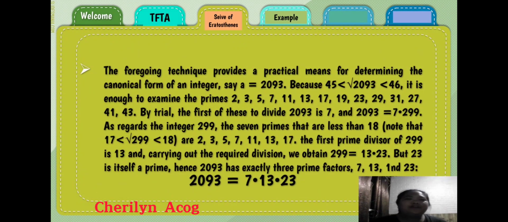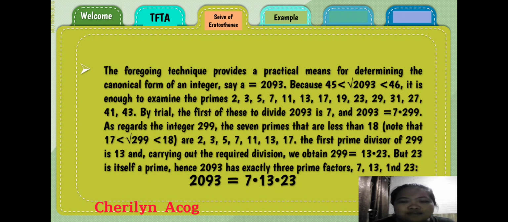This provides a practical means for determining the canonical form of an integer. Say we have here a equals 2093. First, 45 is less than the square root of 2093 and less than 46. It is enough to examine the primes 2 to 43. By trial and error, the first of these to divide 2093 is 7.